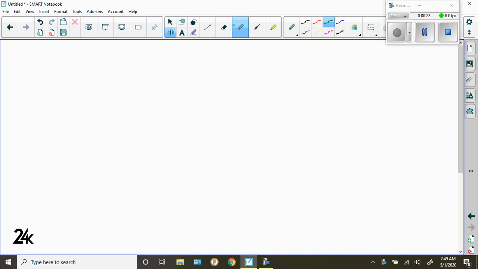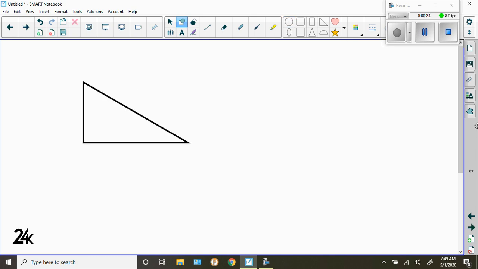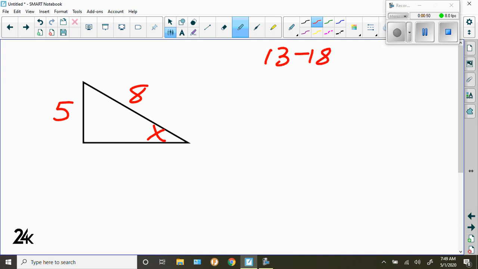All right, so here's my handy dandy triangle maker right there. Here is some red ink. I'm going to call this X. On your worksheet, it says question mark. And let's say that this was 5 and that was 8. Now, the directions for 13 through 18 just say set up the problem. Do not use a calculator. Do it just like I did in the video. Do not solve for the angle. Okay, so here we go.